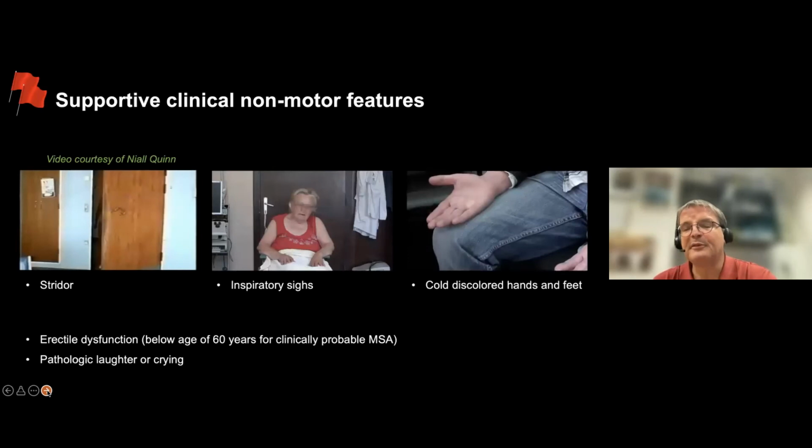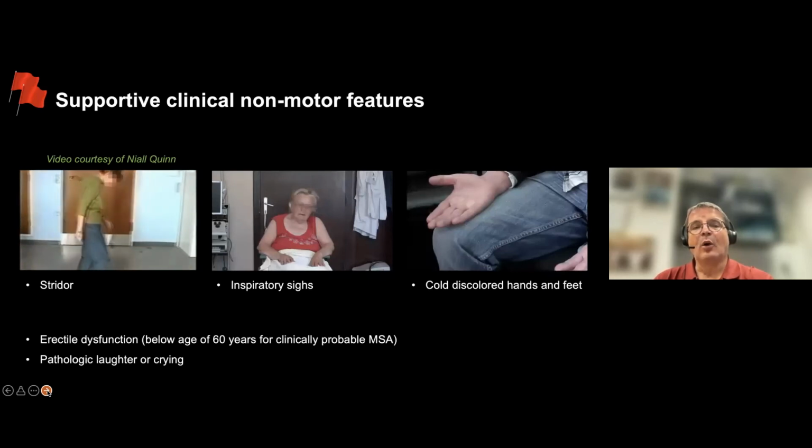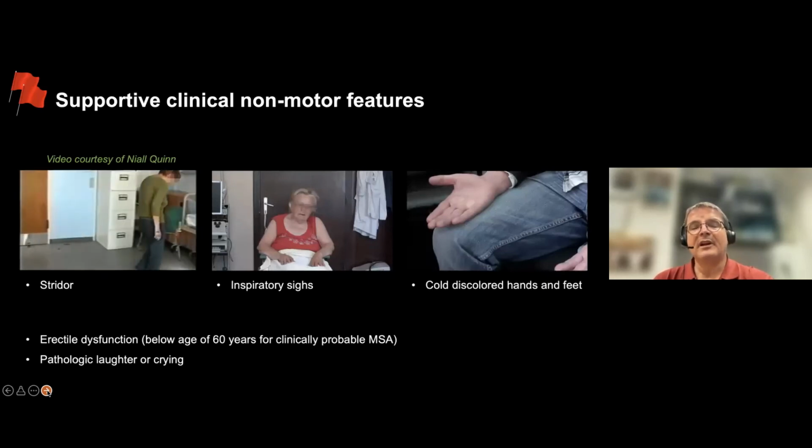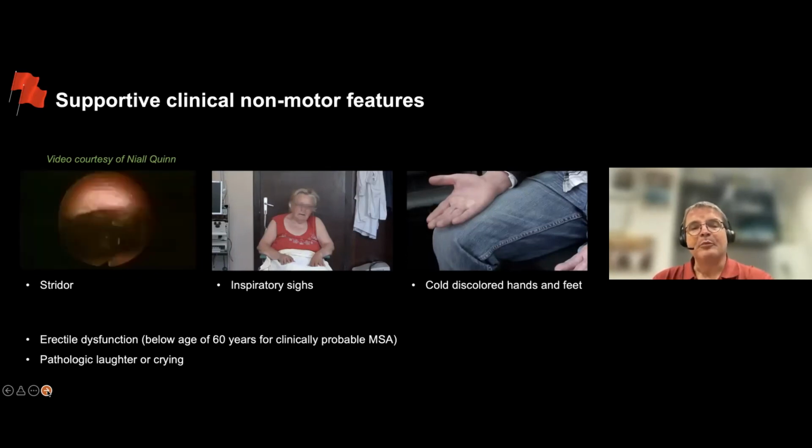Now, these are supportive non-motor red flags, including stridor. This is a patient from Niall Quinn in London. The stridor is pretty audible here, and due to laryngeal dysfunction resulting in abnormal vocal cord closure, as seen here in the laryngoscopy of this patient. So that is very distinctive. And the association of ataxia or Parkinsonism plus that type of stridor is almost diagnostic of MSA.